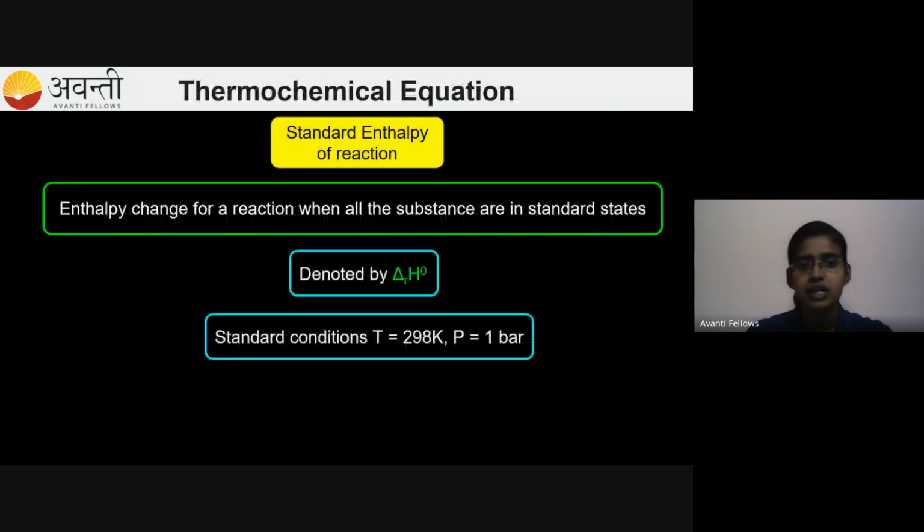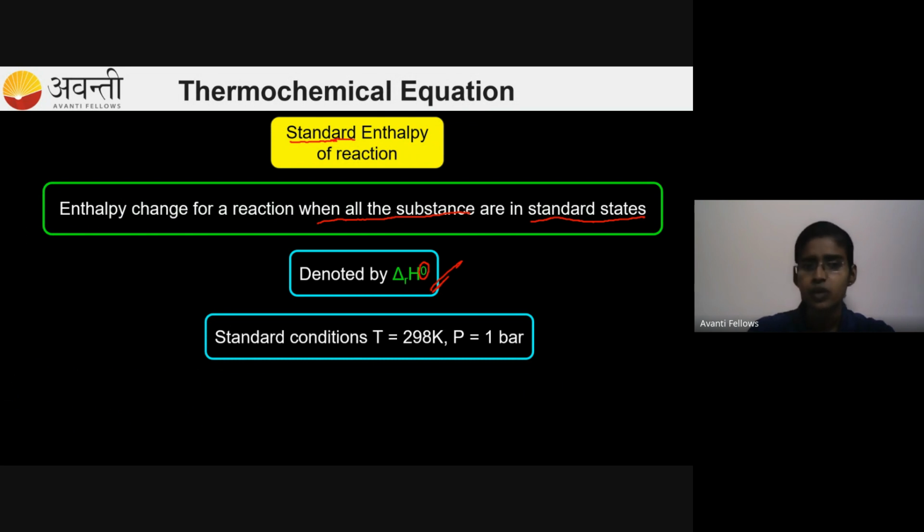Now coming to the next term, it is standard enthalpy of reaction. So what is standard enthalpy of reaction? When all the substances are in their standard state, then the energy change or the enthalpy change for that reaction is called the standard enthalpy of reaction. And here you see, it is denoted by delta HR naught. This naught, the 0 which we put as the superscript, denotes the standard value.